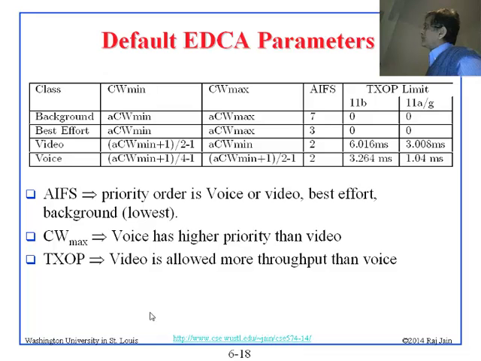And the TX op limit, how long you can transmit depends upon how much speed you are running at. At 11 megabits, the limits are 6 milliseconds and 3 milliseconds. At 54 megabits, 3 milliseconds and 1 millisecond. Okay?